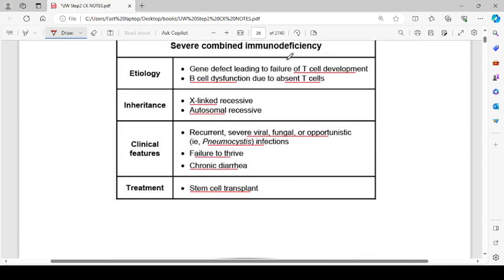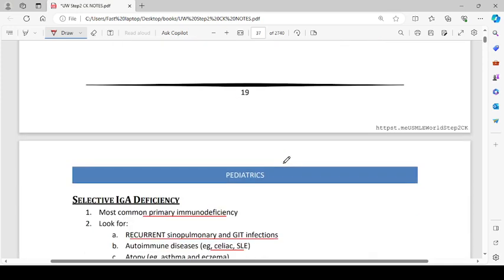Severe combined immunodeficiency, the etiology: gene defect leading to the failure of T cell development, B cell dysfunction due to absent T cells, inheritance is X-linked recessive and autosomal recessive. The clinical features are recurrent, severe viral, fungal, or opportunistic infections, that is pneumocystis infections. There will be failure to thrive and chronic diarrhea. Treatment is stem cell transplantation, but even this has not shown very promising results.